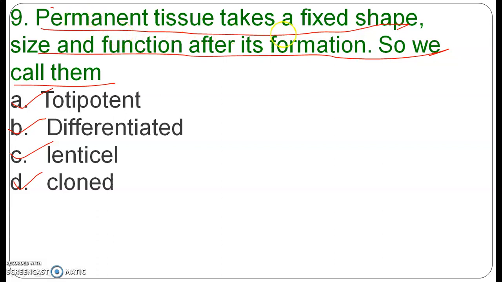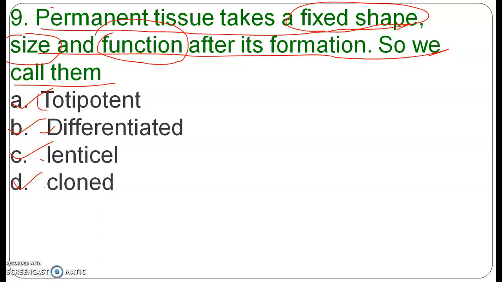Permanent tissue takes a fixed shape. We know it very well. Then it also has a fixed size, theek hai. It also has a very specific function after its formation from the meristematic tissue. So what is the process known as for all these features? And our options are totipotent, differentiated, lenticel, and cloned.